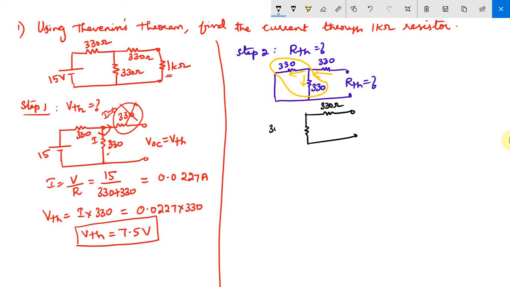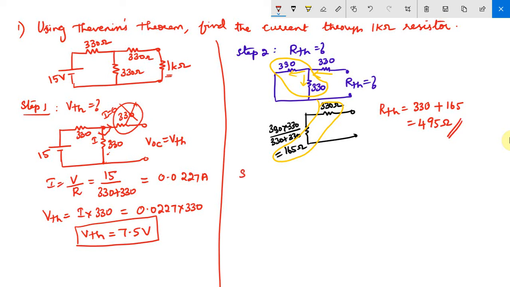Now 330 into 330 divided by 330 plus 330 is equal to 165 ohm. Now what about this 330 ohm and 165 ohm? They are said to be in series. So what is the final answer then? If they are in series, we will add them. So RTH is equal to 330 plus 165, which is equal to 495 ohm, the Thevenin's resistance.